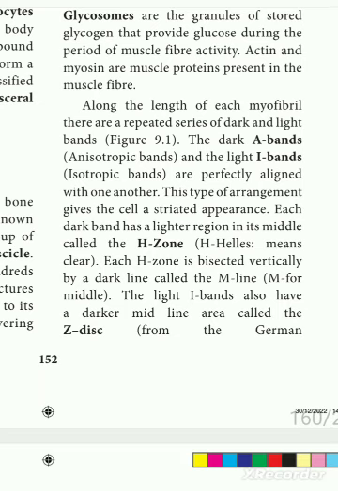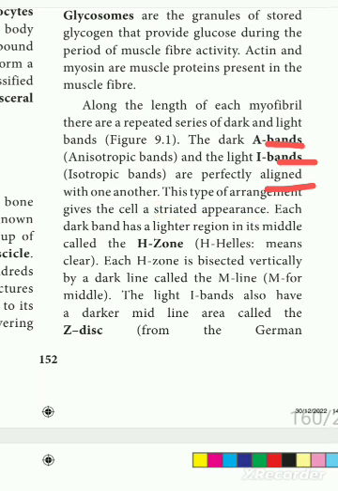What we are going to see is the structure of myofibrils, which appear as dark and light bands when seen under the microscope. The dark band is named the A band, anisotropic band, and the light band is termed the I band, isotropic band. These are perfectly aligned with one another, one after another, and this arrangement gives a striated appearance. That means it looks like layers.